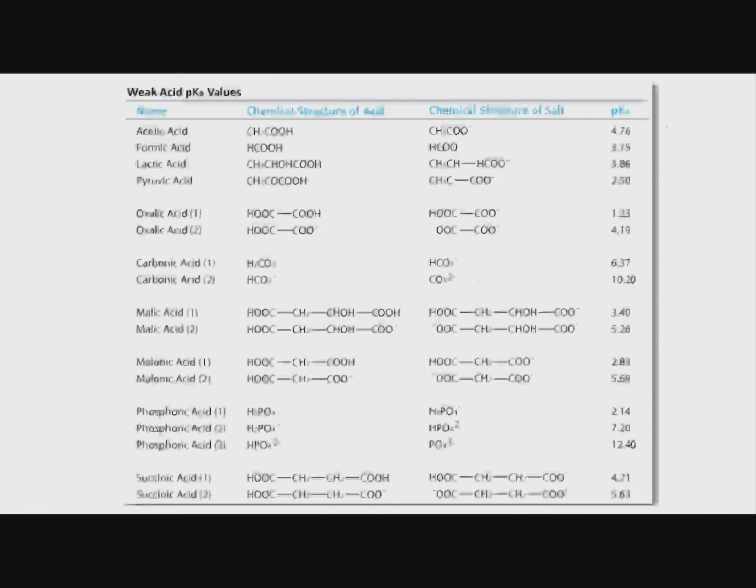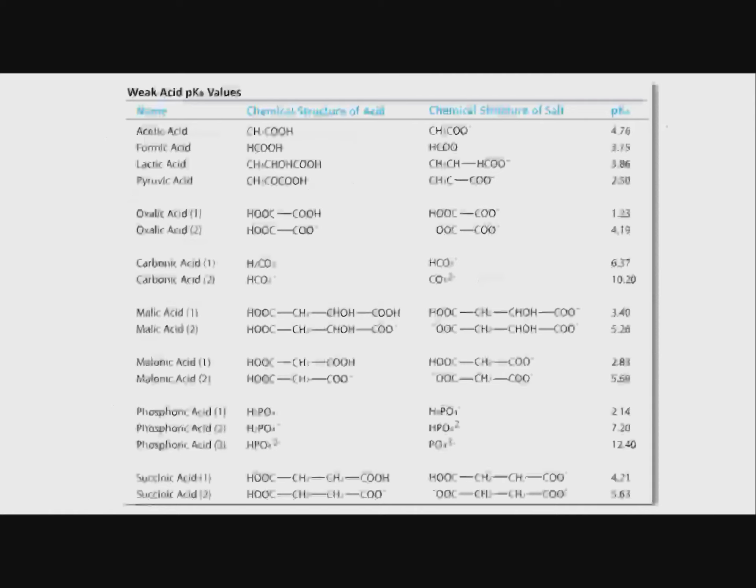Let's talk a little bit about acids and bases. Now, chemists use the term acid to refer to a substance which has protons that can dissociate when dissolved in water, or come off. They use the term base to refer to a substance that can absorb protons when dissolved in water. And both acids and bases come in strong and weak forms. And I'm showing you a table here of some weak acids.